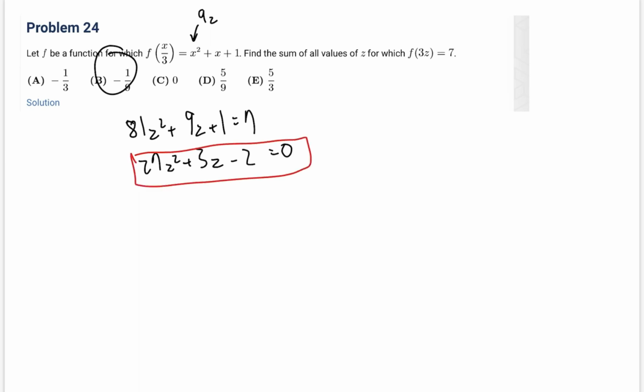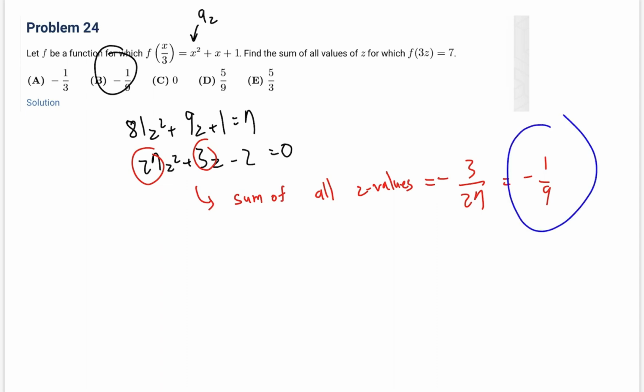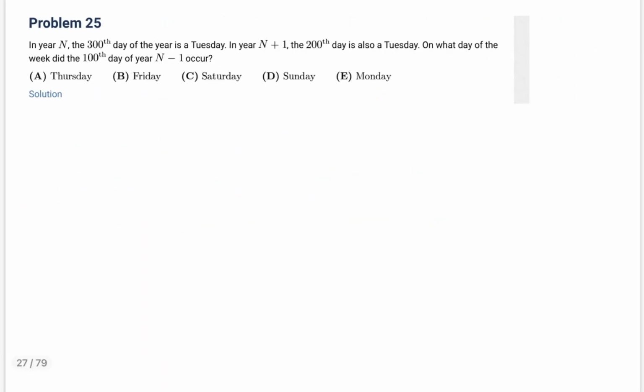So from right here we can arrive at the answer directly, since the sum of all z values is equal to this under this, so it's 3 over 27, and then we need a minus in front of that, which is minus 1 over 9. This is actually a formula, so we're using that formula. So it's minus 1 over 9, which easily is B. So B is the answer.